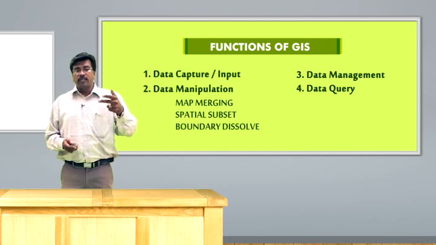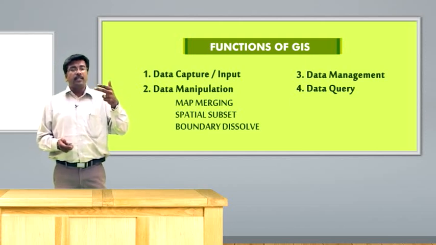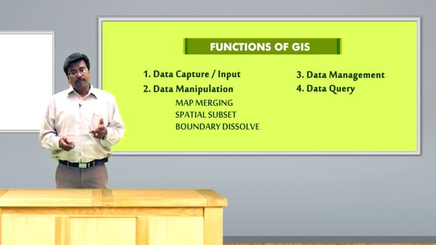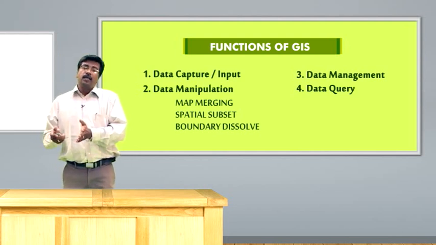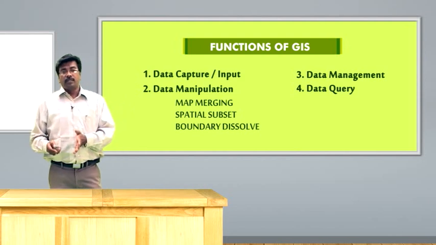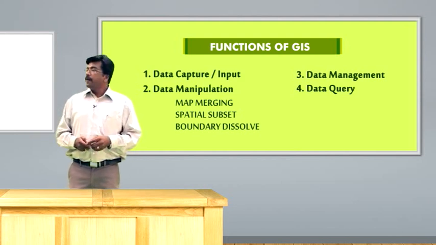So we have two things, one is the attribute database and the spatial database. These two combine, or are linked together, to get a final database output in the GIS. So this is possible in GIS.